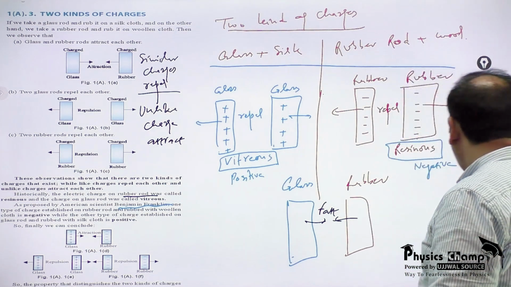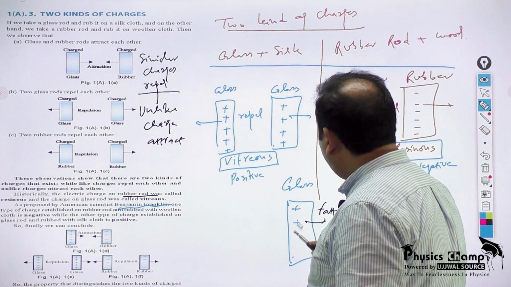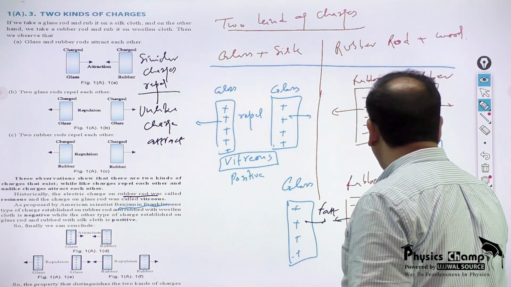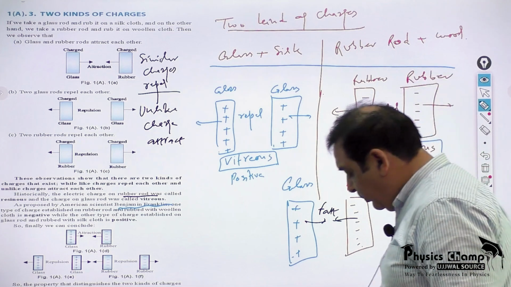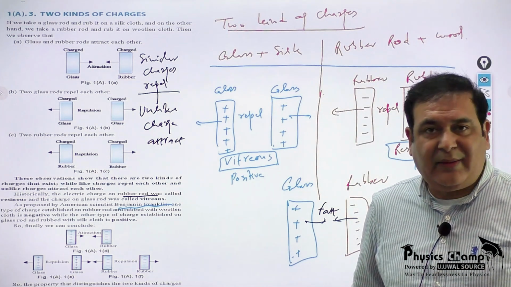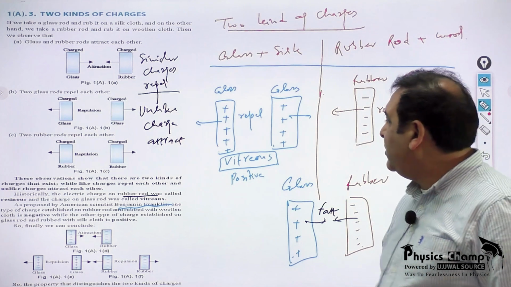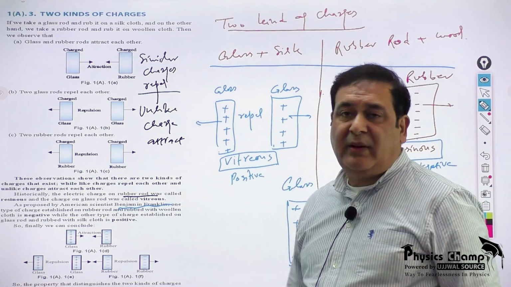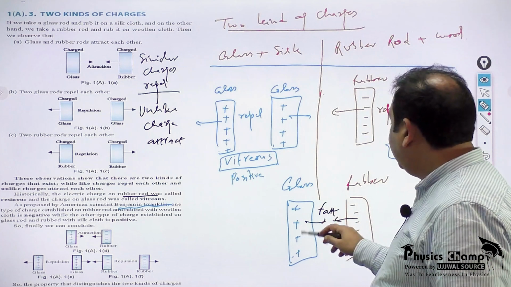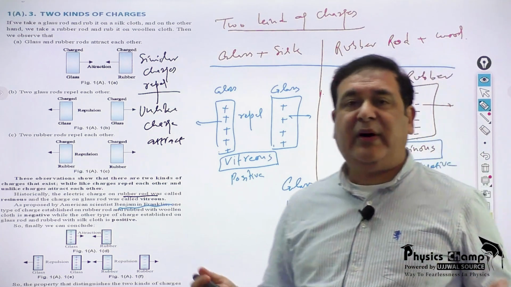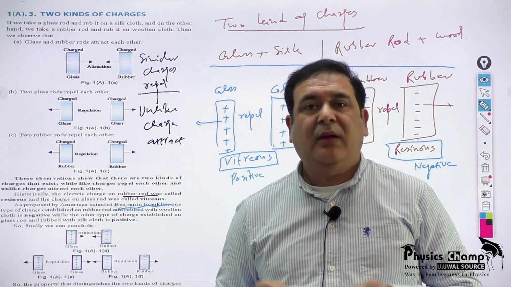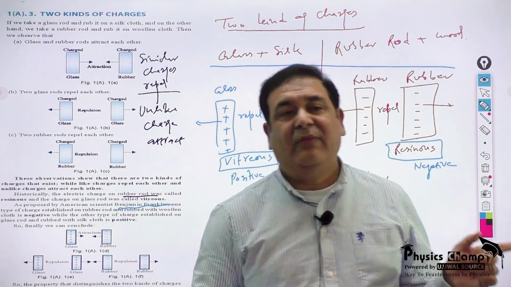So the conclusion is that there are two kinds of charges, which can be called either vitreous or resinous, or positive or negative, as suggested by Benjamin Franklin. And also, two positively charged rods would repel each other and two negatively charged rods will repel each other, whereas a positive and a negatively charged rod are going to attract each other. So positive and negative attract, whereas two positives repel, two negatives repel.